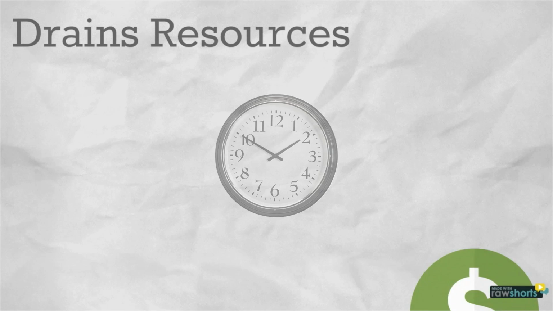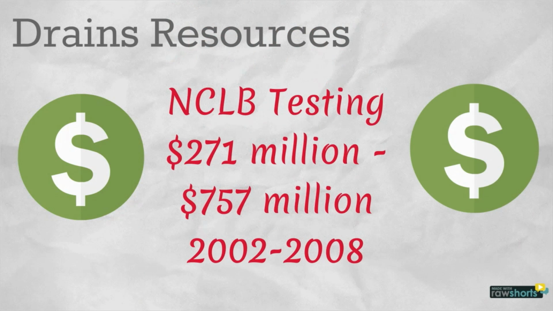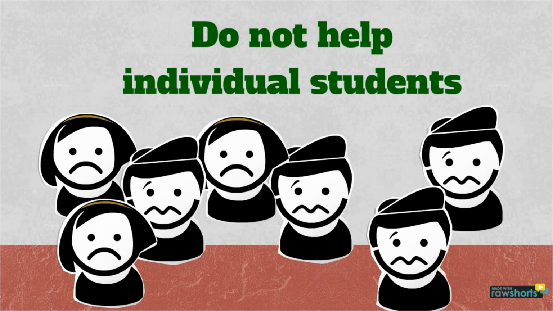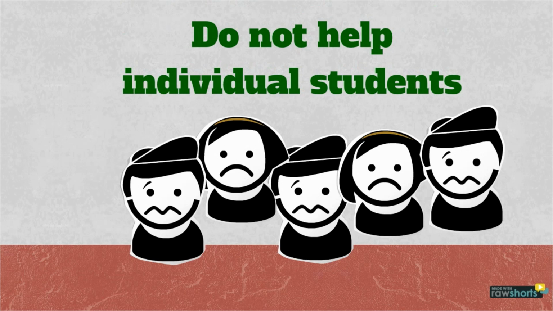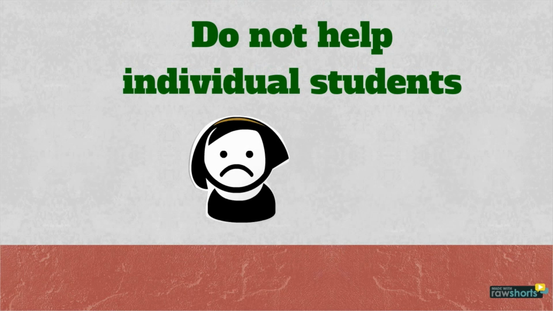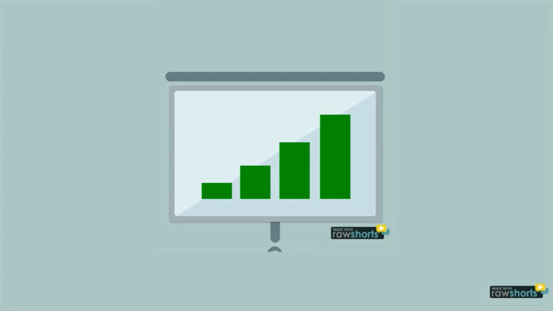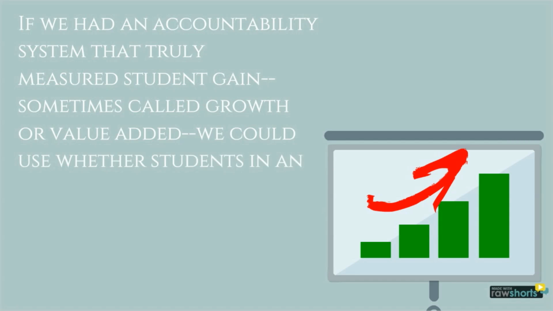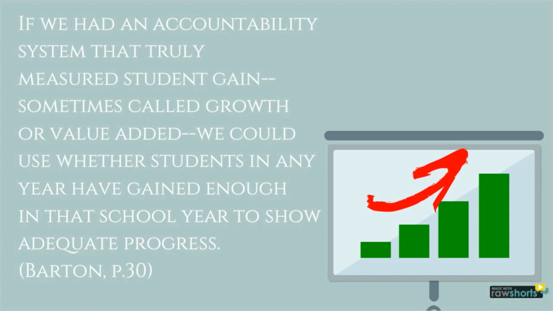Third, summatively based approaches can drain resources from the classroom. Resources include instructional time and money. Experts estimate that the cost of testing under NCLB ranged between $271 million and $757 million for the years 2002 through 2008. Finally, status systems that are based on large-scale summative assessments are not designed to be used to help individual students. They do not provide feedback on specific aspects of knowledge and skill within a subject area. For these reasons, Barton has called for an accountability system built on a value-added or growth model. If we had an accountability system that truly measured student gains, sometimes called growth or value-added, we could use whether students in any year have gained enough in that school year to show adequate progress.